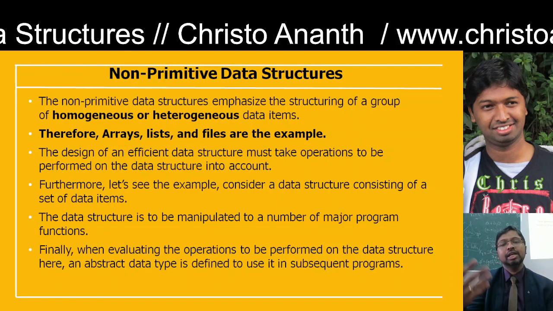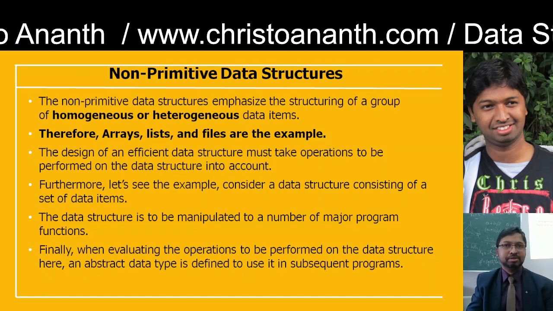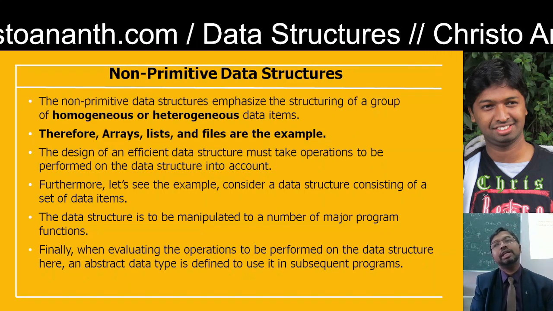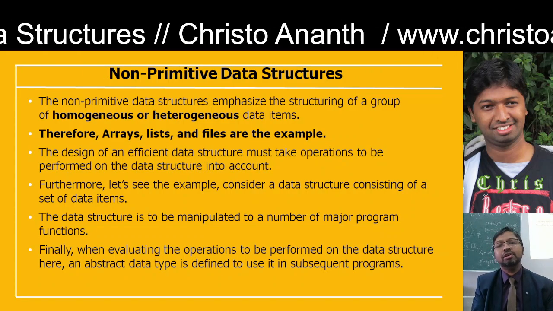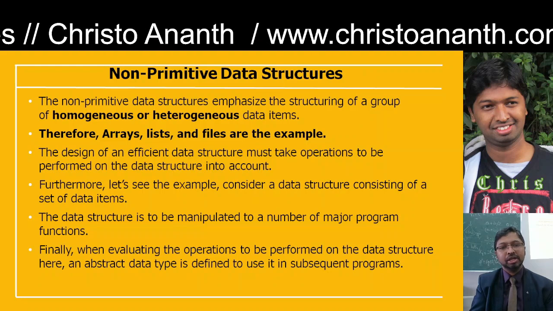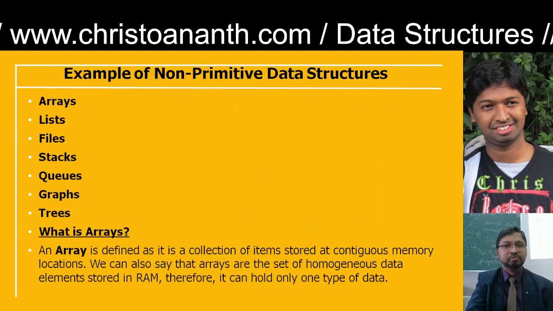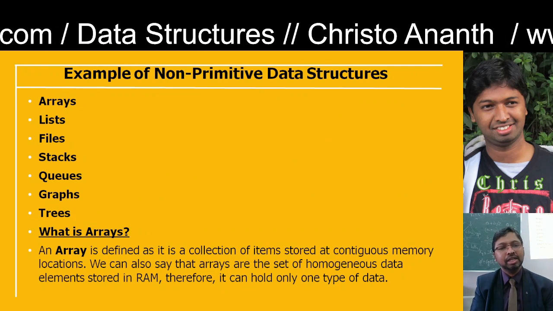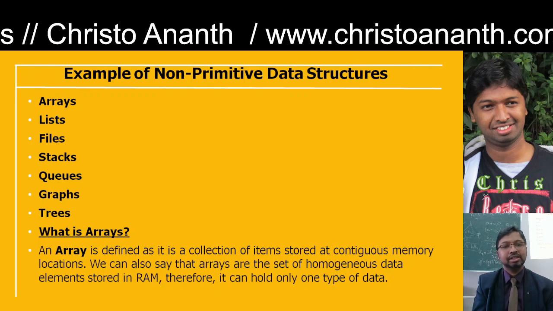For example, let us consider a data structure that has different data items. Here you are going to manipulate the data structure with different major program functions. Finally you are going to evaluate these operations. That's how you define the abstract data type. These are the examples: arrays, lists, files, stacks, queues, graphs, and trees.